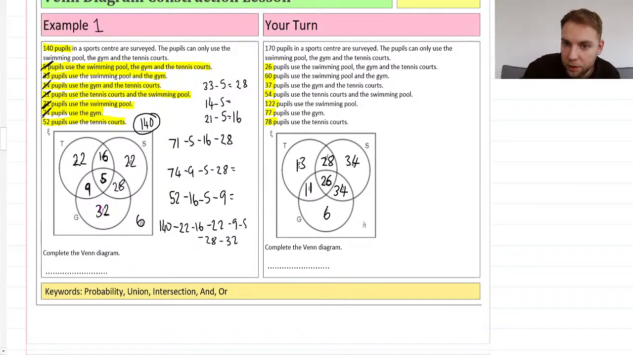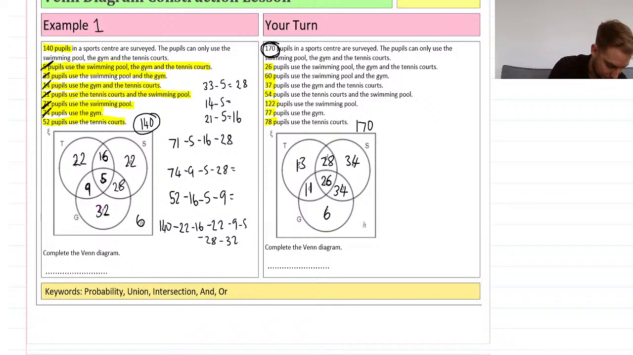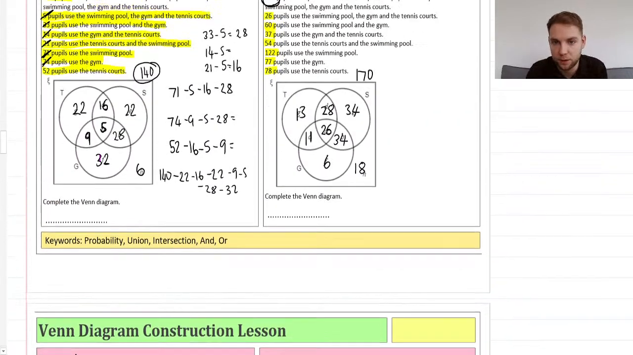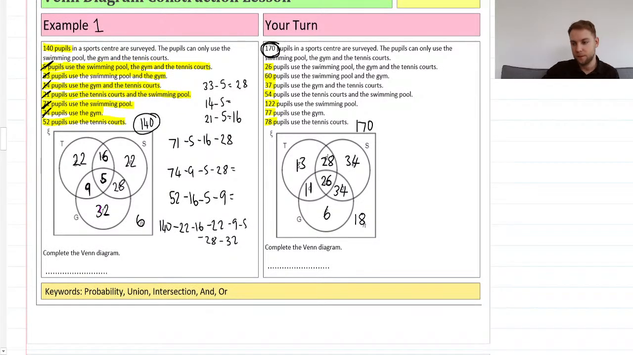And the last part, we know the total of this is 170. So all of these sum to 170. So to find the outside, I need to do 170 take away all of those. So 170 minus 13 minus 28 minus 34 minus 11 minus 26 minus 34 minus 6 is equal to, outside is 18. Just check that. Brilliant. Okay.